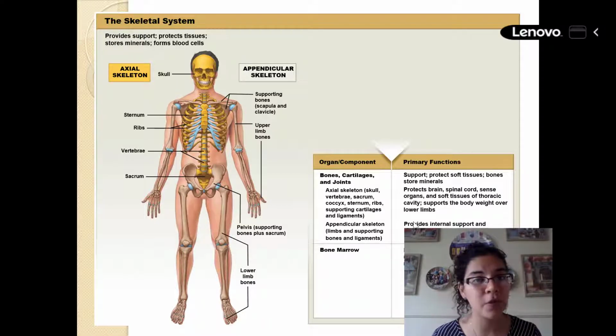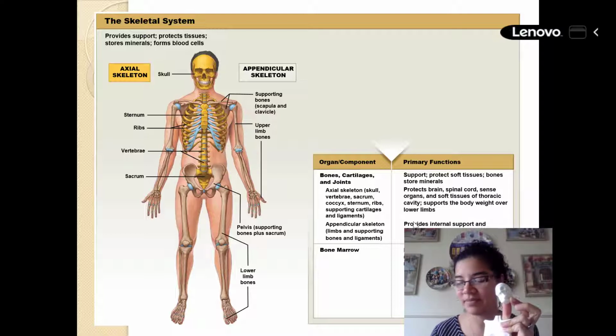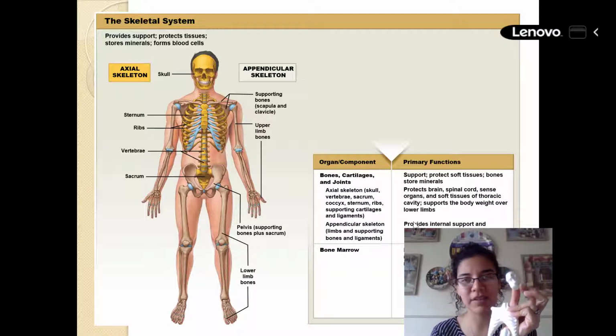The skeletal system is broken into two main parts, the axial skeleton and the appendicular skeleton. Axial, along the axis of your body. So that includes the skull, the thoracic cage, and vertebral column connected right here.